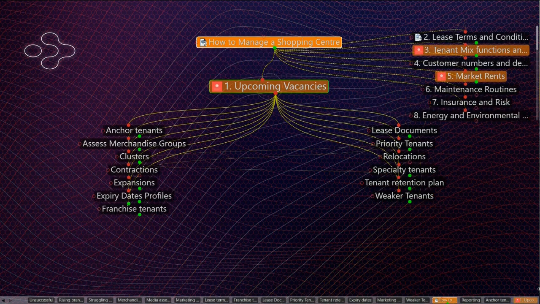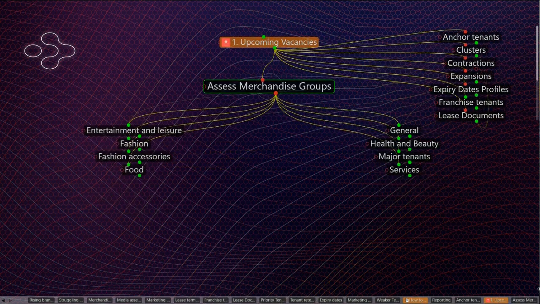So going back a bit further into the topic, assessing merchandise groups. There will be a number of merchandise groups in the property to assess. They'll be in these categories, which is entertainment and leisure, fashion accessories, food, general type tenants, health and beauty, major tenants, services, all of those things. Assess them for success, strengths and weaknesses.